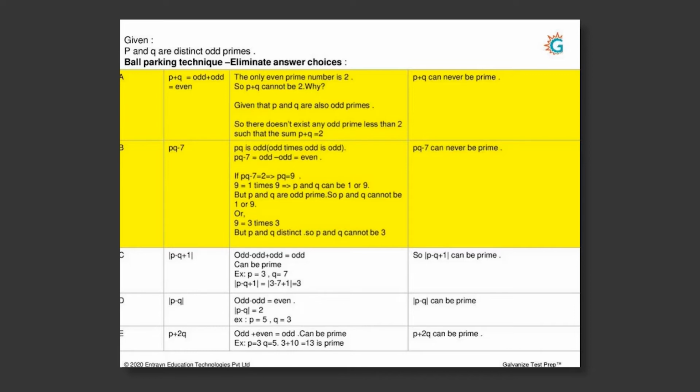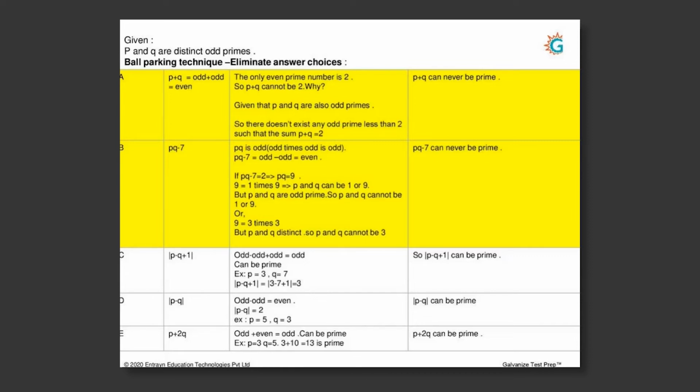You can't, right? So that does not exist. Two odd positive integers, two odd prime numbers less than 2 such that the sum P plus Q is equal to 2. I hope you all agree, right? So P plus Q can never be a prime number. Any doubts in the first option? Yes, I'm coming to that, Roshan.